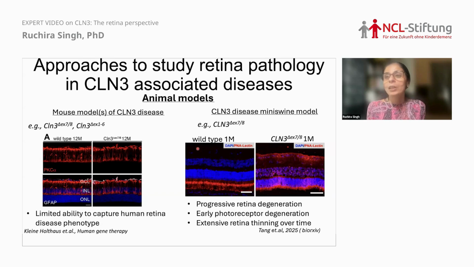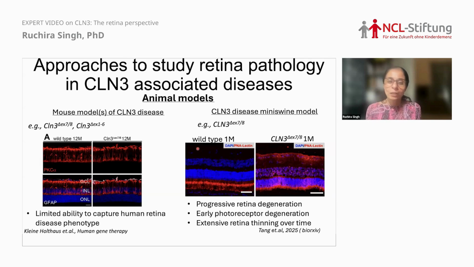But for other diseases where the macula isn't important, or where there are several retinal diseases, studying mouse models of inherited retinal diseases has led to the pathology and understanding of the disease. However, for CLN3 disease, there have been several mouse models, both the Delta 7-8 and the knockout mice, and on multiple strains.